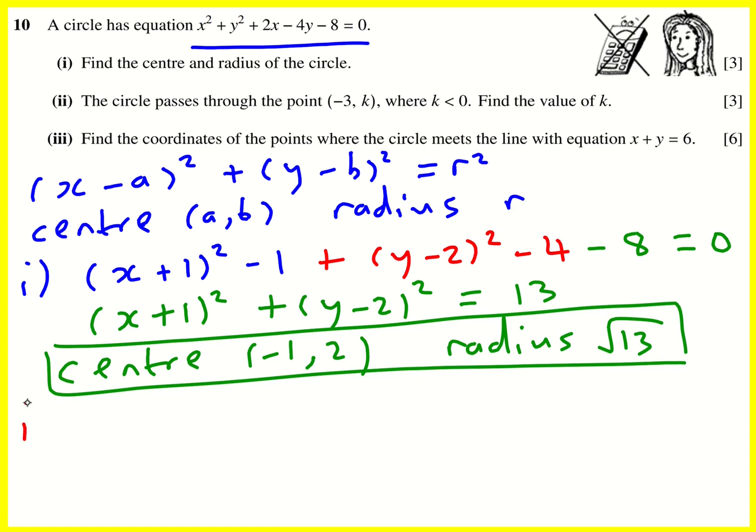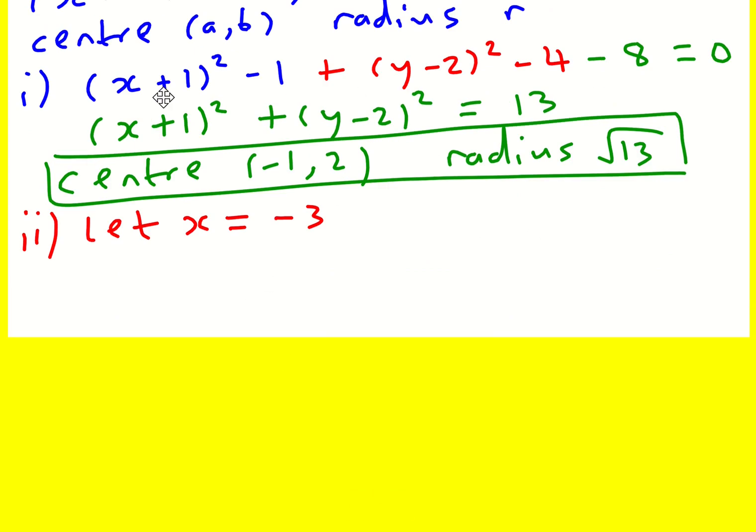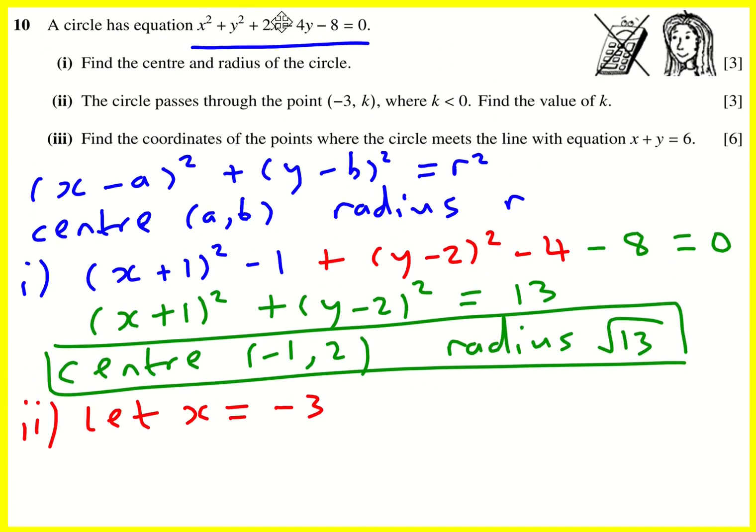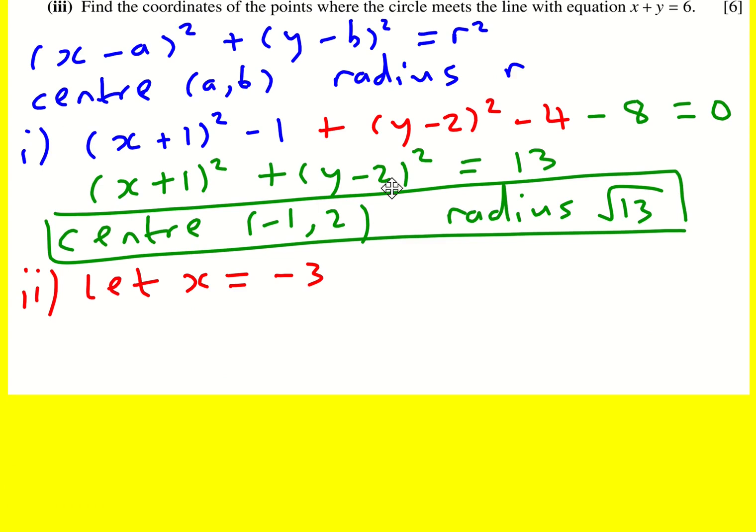Okay, the next part. The circle passes through the point (minus 3, k), where k is less than 0. Find the value of k. So what I need to do is let x equal minus 3. We could substitute it back into the first one, but assuming we're confident with our first answer, it's actually going to be the quickest thing to substitute it into this equation here. If I substitute it to here, I've got a quadratic to solve. If I substitute it to this one, I still have a quadratic to solve, but it's going to be in completed square form. You'll see in a second.